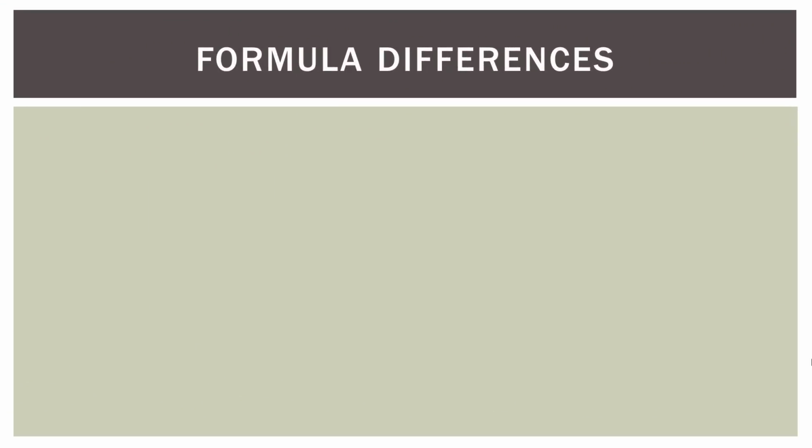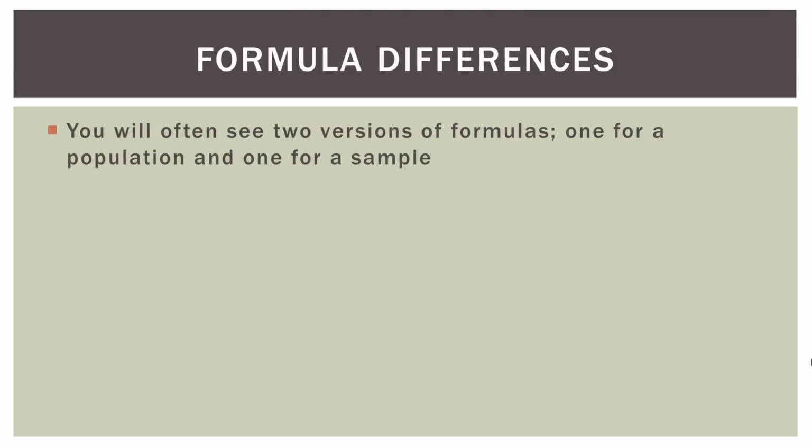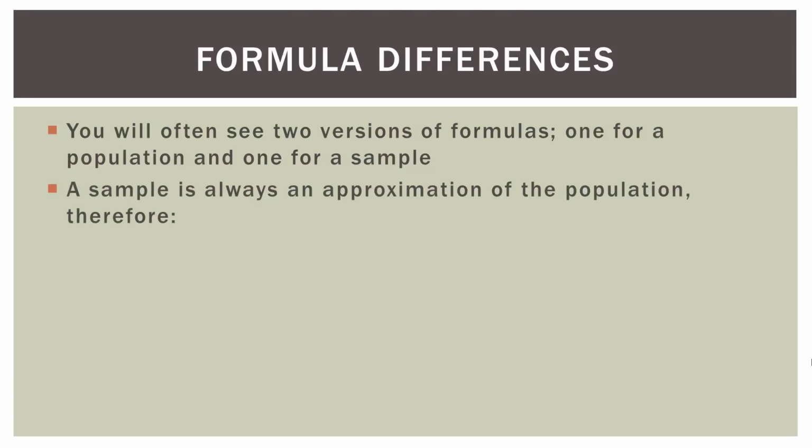Now, because of that, you're going to see some formula differences. When I mean formula differences, I mean formulas that are actually doing the same thing. So you will often see two versions of formulas, one for a population and one for a sample. This is probably the most important concept to get across from this video, and that is that a sample is always an approximation of the population. A sample is always an approximation of the population.